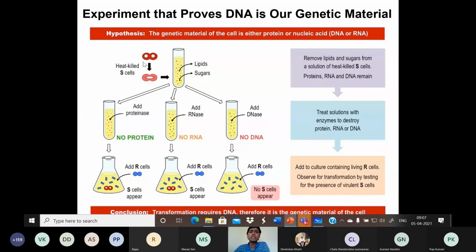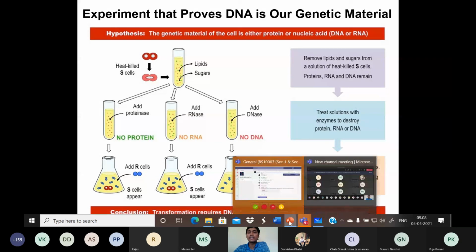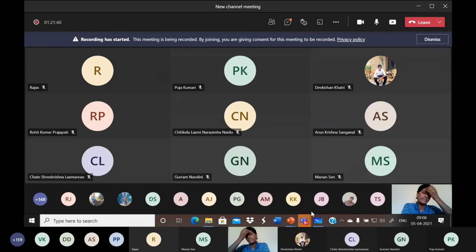Here you can ask me one question: whatever experiment I told, based on that I can only tell that this dead smooth bacteria can transform R cells or rough strain bacteria. But who told me that this is DNA? This is not protein, not carbohydrate, not lipid, right? I just know this is DNA, that's why I'm telling you DNA. But based on the experiment, you shouldn't know yet.